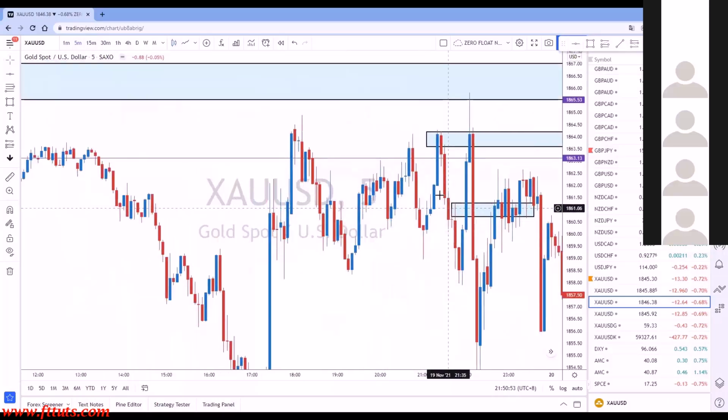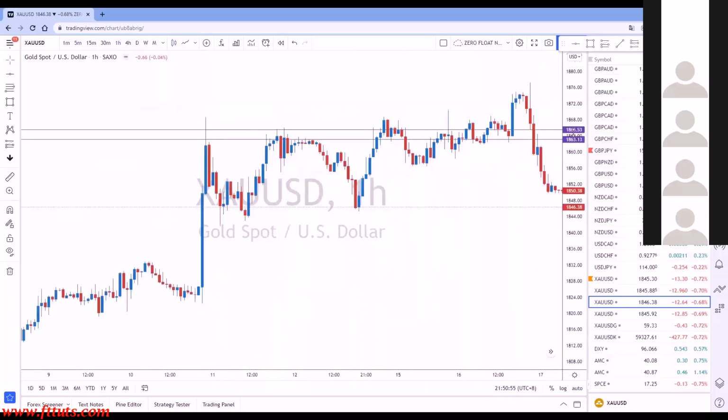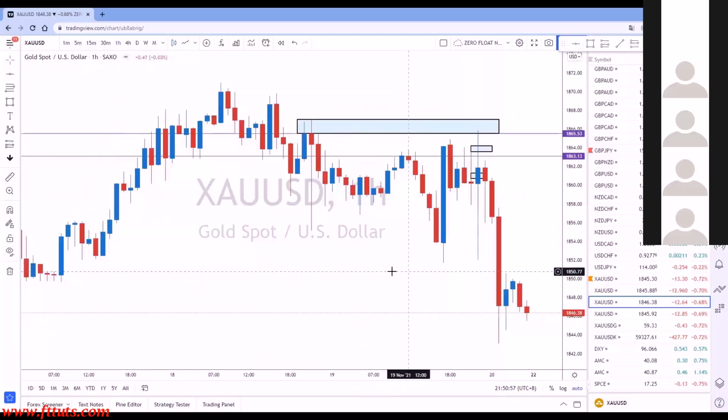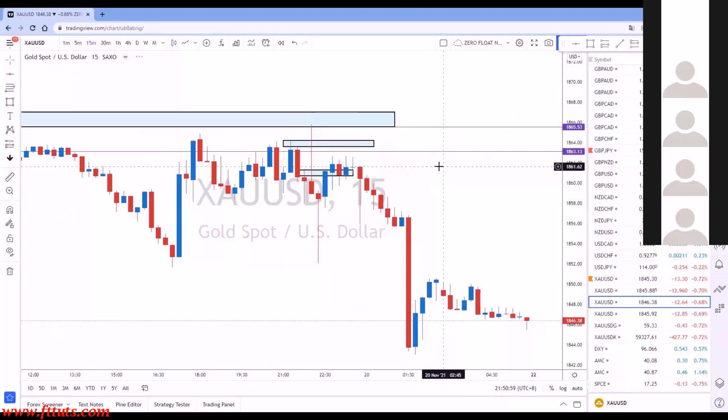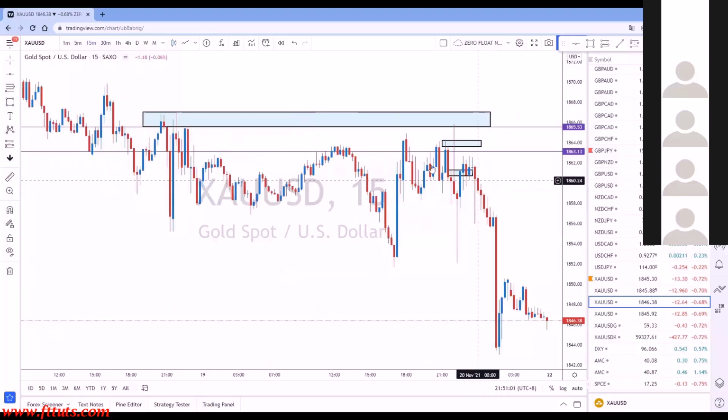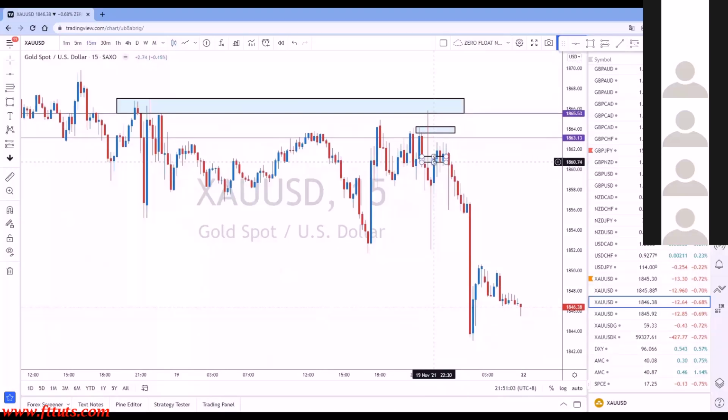So on the H1 time frame, you can mark the danger zone, or you can go to M15 now. You see M15, right? Just be with me. This is the zone. You can do this zone as well.